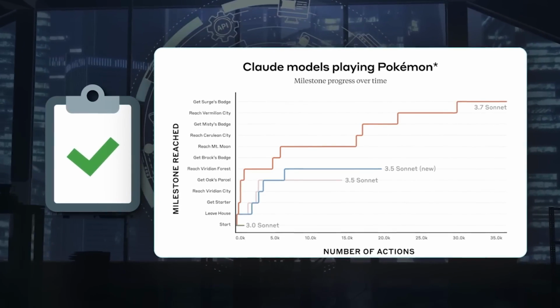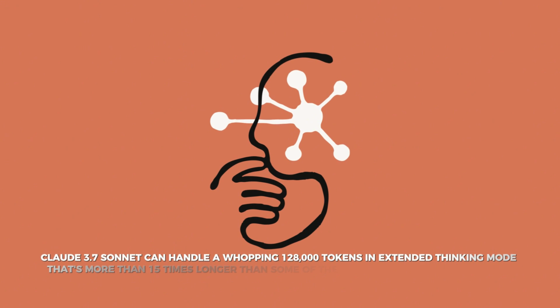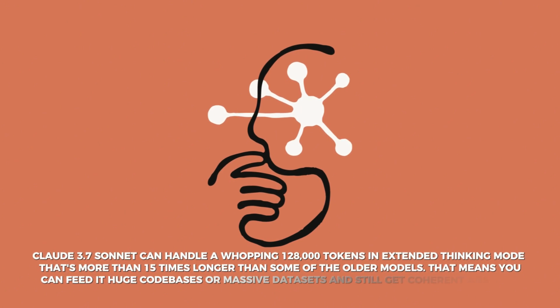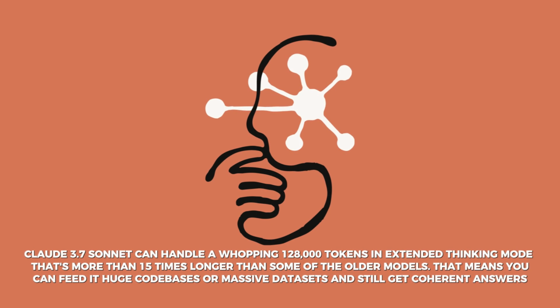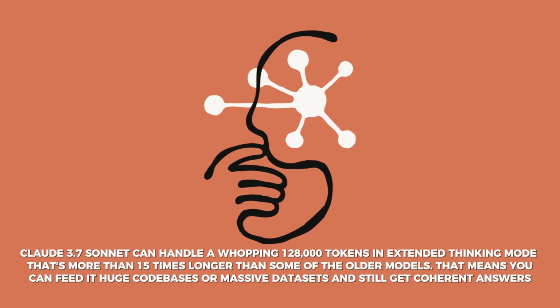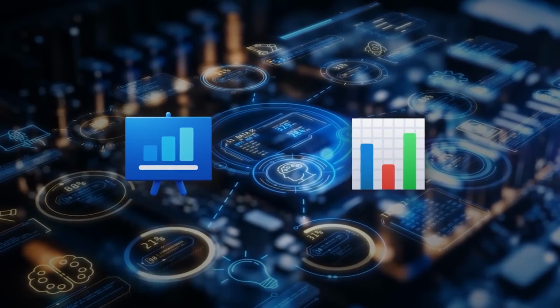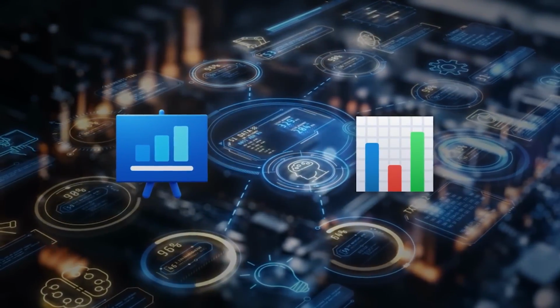And while we're on the subject of context windows, Claude 3.7 Sonnet can handle a whopping 128,000 tokens in extended thinking mode. That's more than 15 times longer than some of the older models. That means you can feed it huge code bases or massive datasets and still get coherent answers. It's not just about length though. People are also using that capability for robust analytics or to handle large enterprise knowledge bases.